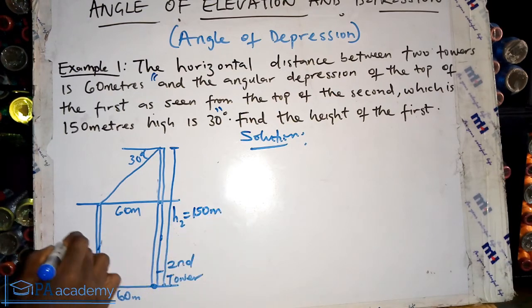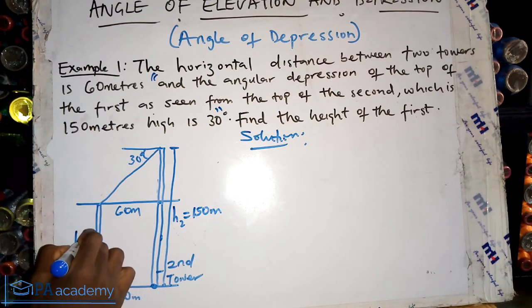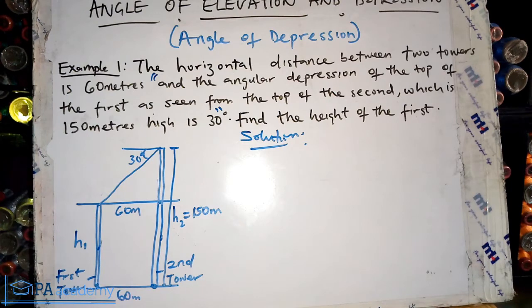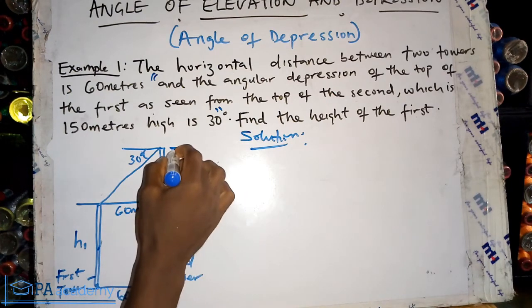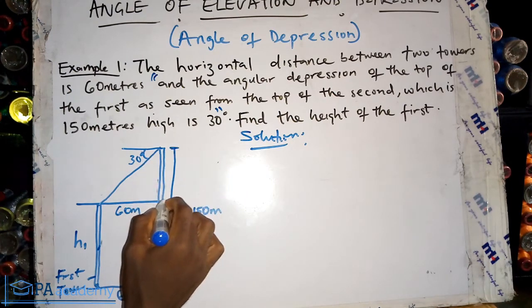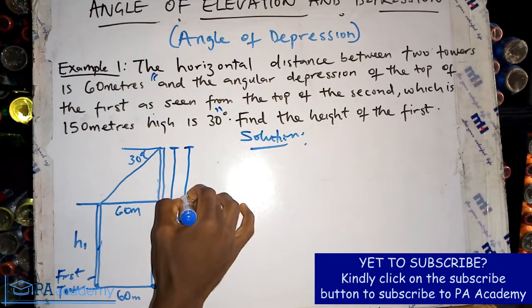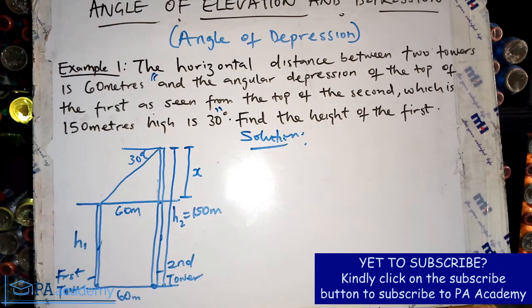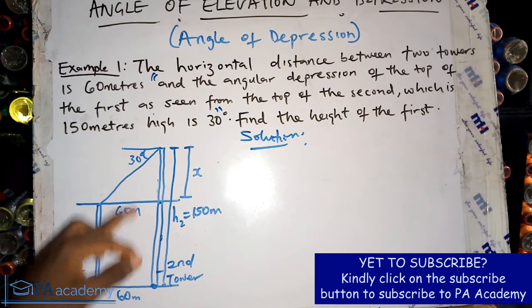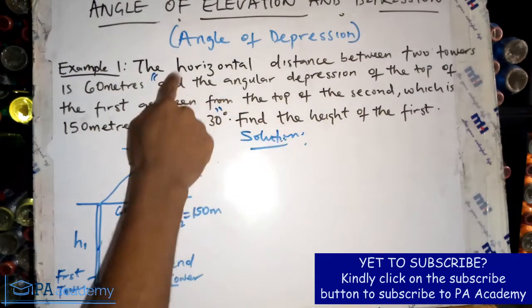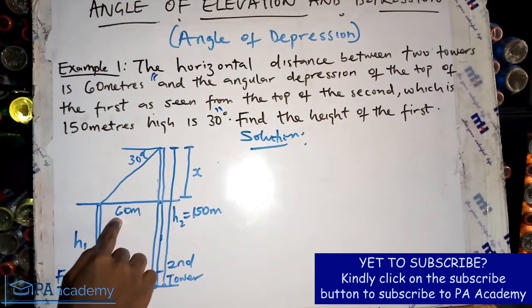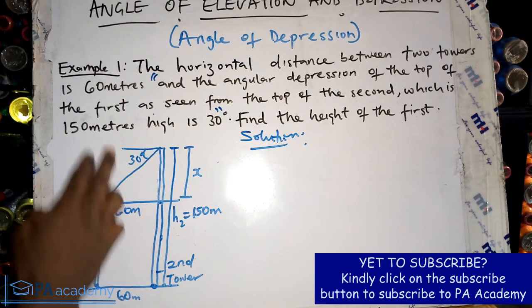Let's call this one h1. And then this value, that means from this point to this point, let's call it x. So now let me explain this again. We have two towers. Tower 1, this is the first tower, and the second tower. And then the question told us that the horizontal distance between the two towers is 60 meters.